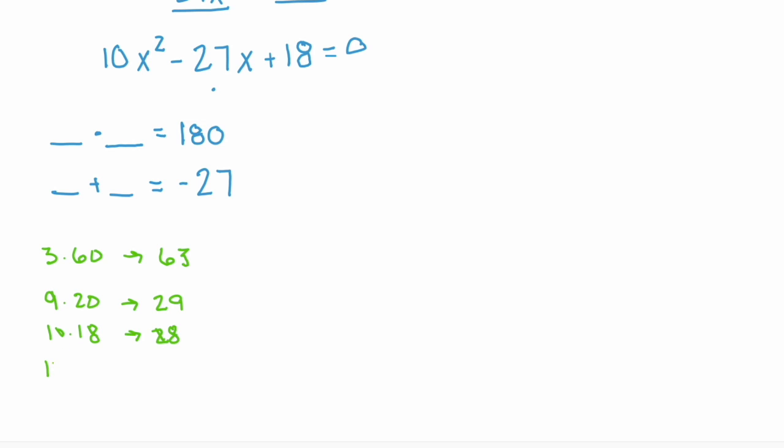What about 12 and 15? 12 times 15 is 180, and if they're both negative, they would give us that negative 27. So our factors, or the way we rewrite the negative 27 in the middle, is negative 12 and negative 15.